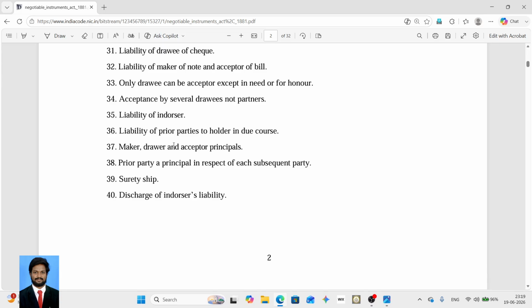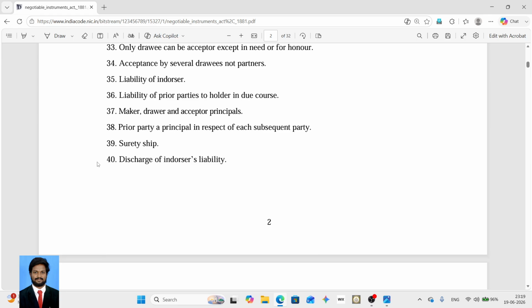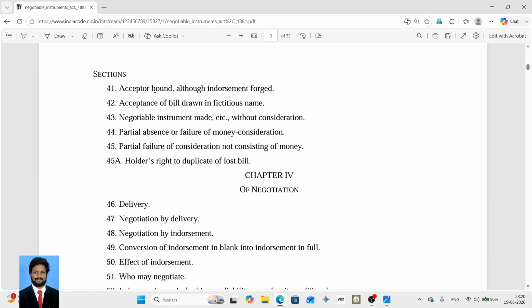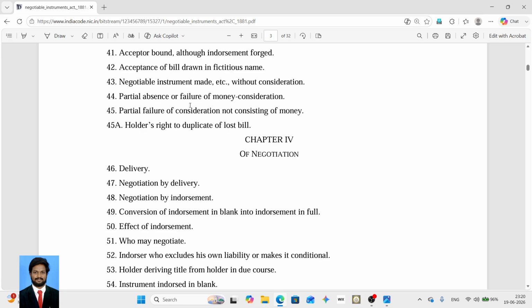36, liability of prior parties to holder in due course. 37, maker, drawer and acceptor principals. 38, prior party a principal in respect of each subsequent party. 39, suretyship. 40, discharge of endorser's liability. 41, acceptor bound although endorsement forged. 42, acceptance of bill drawn in fictitious name. 43, negotiable instrument made, etc., without consideration. 44, partial absence or failure of money consideration. 45, partial failure of consideration not consisting of money. 45A, holder's right to duplicate of lost bill.